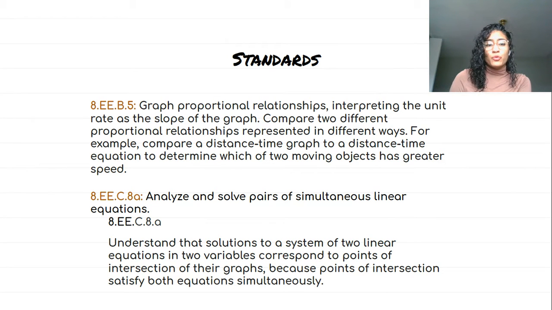So our standards for the next week or so will be EEB5, so expressions and equations. You graph, and EEB5 is what we've been working on for some time now. So graphing proportional relationships, interpreting the unit rate as the slope of a graph. We're comparing two different proportional relationships represented in different ways. So for example, compare a distance time graph to a distance time equation to determine which of the two moving objects are moving at a greater speed.